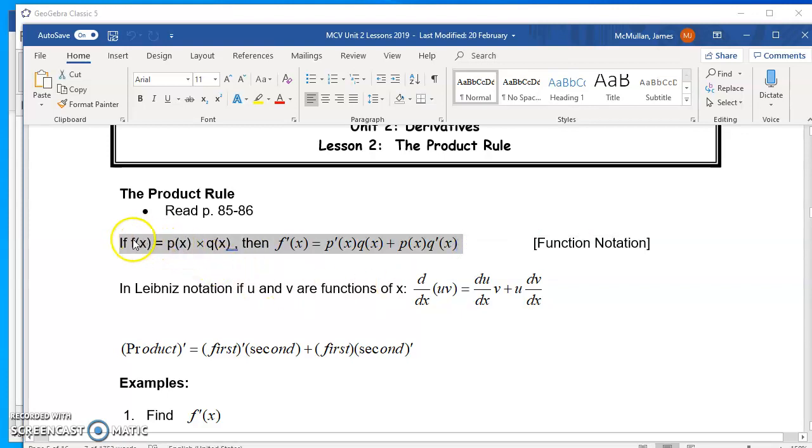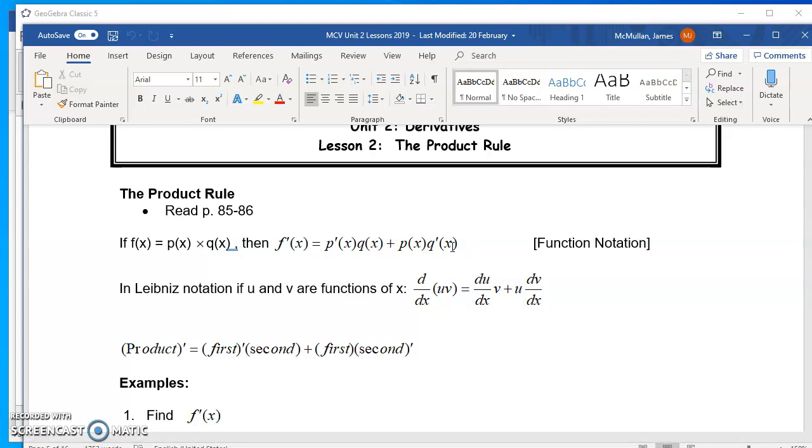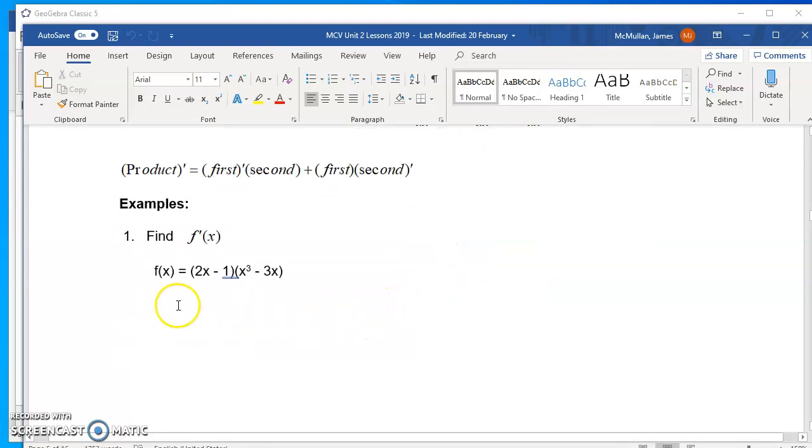Okay, so if a function is p times q, so you have two functions multiplying one another, then the derivative of that function is going to be the derivative of p times the regular function q, plus the regular function p times the derivative of q. So it's kind of like you need to take the derivative of each section, and then put these four pieces together in the correct order. That's the way I think you should try to think about it.